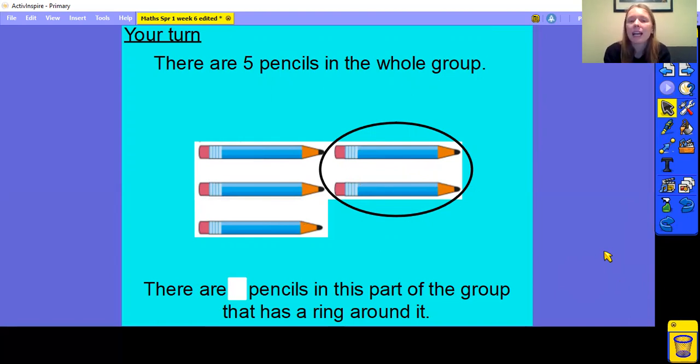This time, I'd like you to count how many pencils there are in the part of the group that has a ring around it. Pause the video while you do that and come back and we'll check it together.